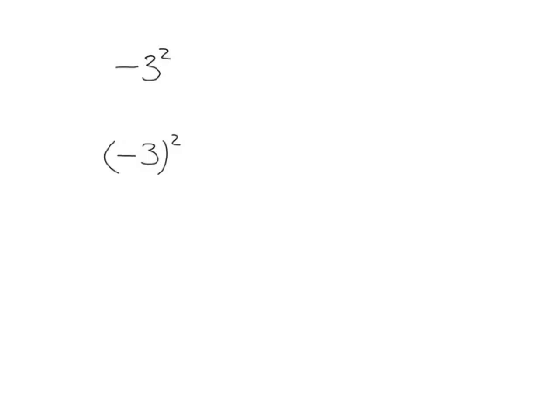Something else that can cause confusion is the difference between these two things. Now, in the first case, it's just the 3 that's being squared. The negative is not affected by that squared. The 3 is the only thing that's being squared. So what you'll get here is negative 3 times 3, which is 9. In this case, the difference is that it's the whole thing that's being squared. So what you've got is negative 3 times negative 3. And a negative times a negative gives you a positive, and so you get 9.